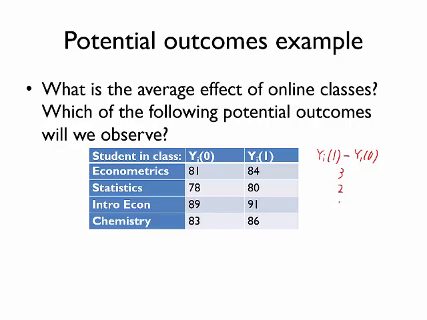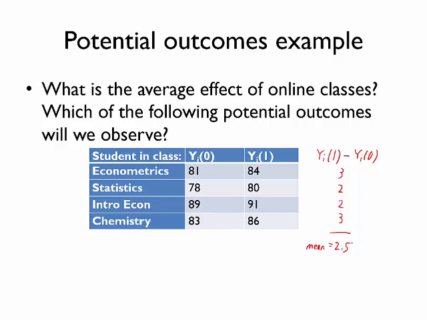It looks like the difference is either 2 points or 3 points. So if we wanted an average effect, we could simply average those numbers and say that the mean effect is 2.5. Given these potential outcomes, we could say that the average effect of taking an online class as compared to an in-person class is an increase in scores of 2.5. Of course, we're not going to observe all these. So what we'd have to do is ask which of these students were taking an online class and which were taking an in-person class.